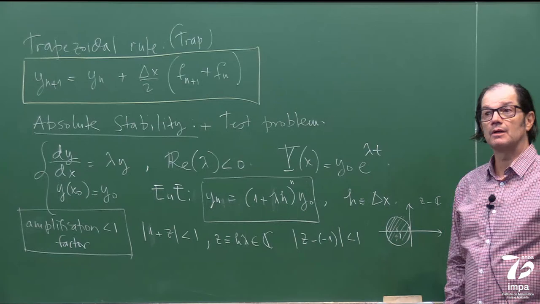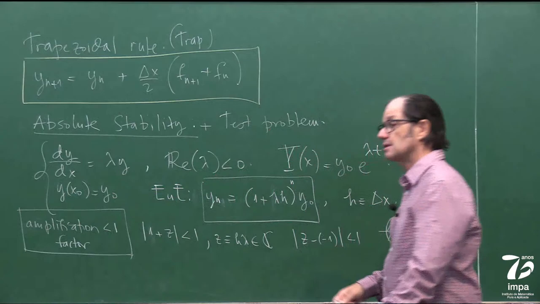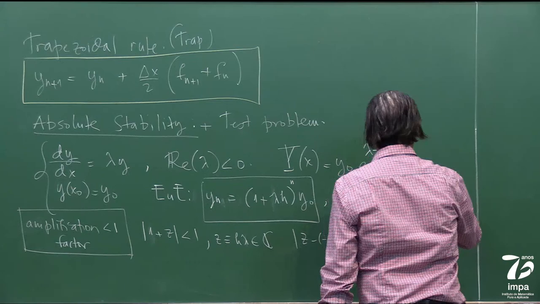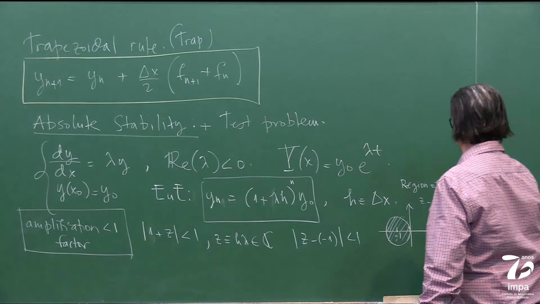It's in the notes. I did it by hand. Put lambda equal to minus 1, and you will see that if you're outside the disk, the solution starts oscillating and growing, right? Or just sometimes goes fast and so on. So this is the region of absolute stability, for Euler explicit, of course.